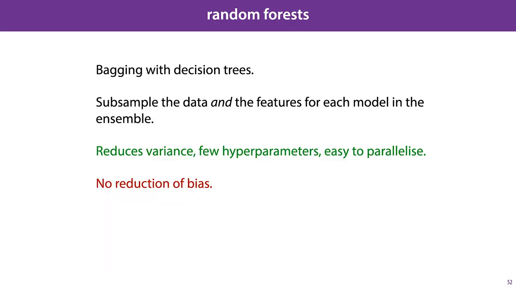A popular way of doing this is with decision trees. And in that case, the method is called random forests. Here, we trained a bootstrapped ensemble of decision trees, and for each, we subsample both the instances and the features we include, both the rows and the columns of the data matrix. This is a very simple method that helps a lot to reduce variance, requires few hyperparameters to be set, and is easy to parallelize. We do, however, get no reduction of bias.